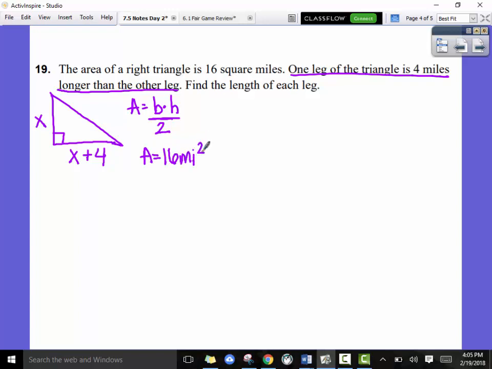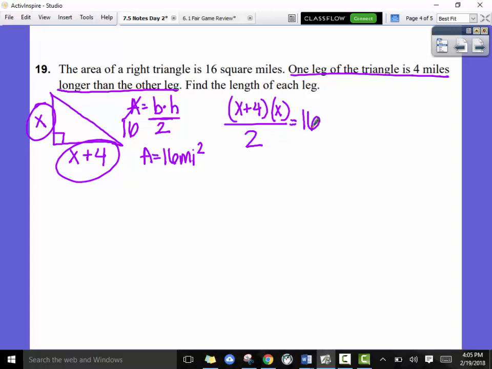So let's see if we can set up an equation to figure out that area. I know base times height. Here's my base times my height divided by 2 is going to give me my area of 16. So my base is x plus 4 times my height is x divided by 2 is supposed to equal 16. Okay, now, first we're going to solve this. We can undo this dividing by 2 by multiplying by 2 on both sides. So now I have x plus 4 times x equals 32, because 16 times 2 was 32.